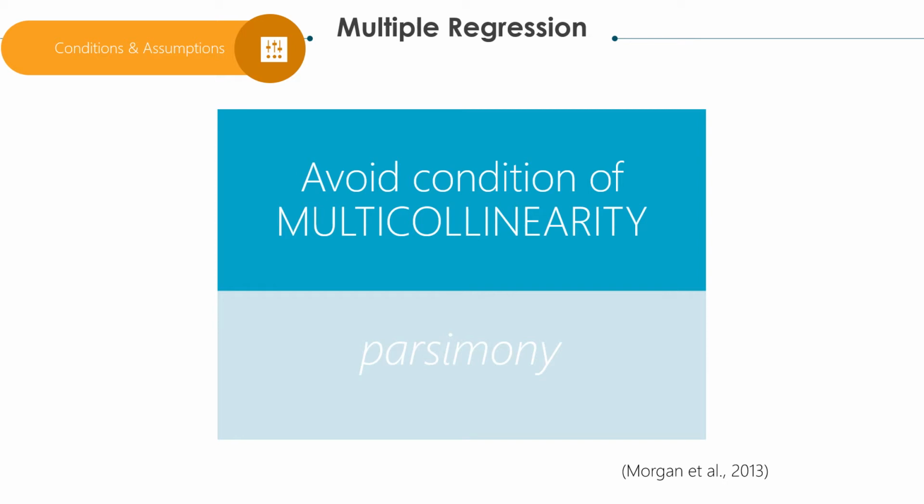Multicollinearity is a condition to avoid. It means that two predictor variables are highly correlated and may need to be combined. The concept of parsimony encourages the researcher to use the least amount of predictor variables possible.